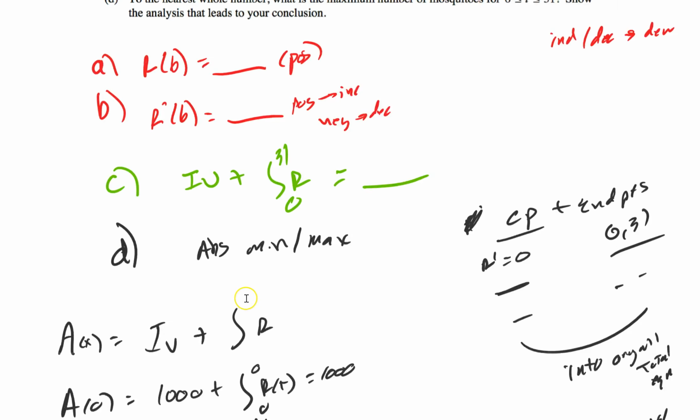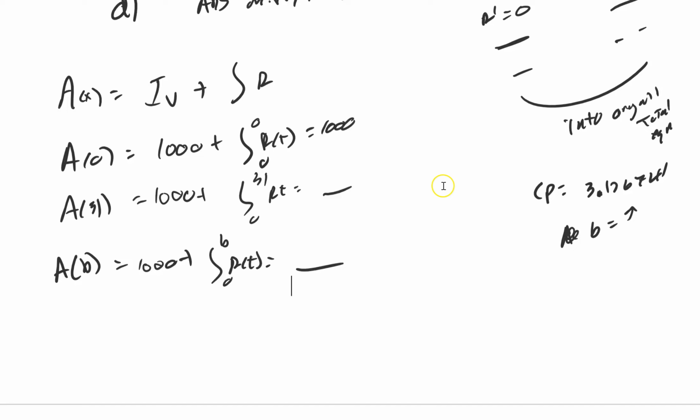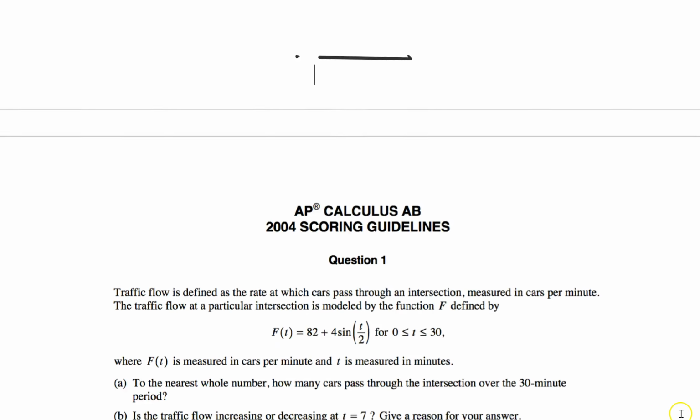And what do they want here? They're going to tell me what is the maximum number of mosquitoes. So they wanted the number of mosquitoes. So your answer would literally be whatever the max is, whichever one of these is the max. And they want to round to the nearest mosquito. There you go. Let's do another one.